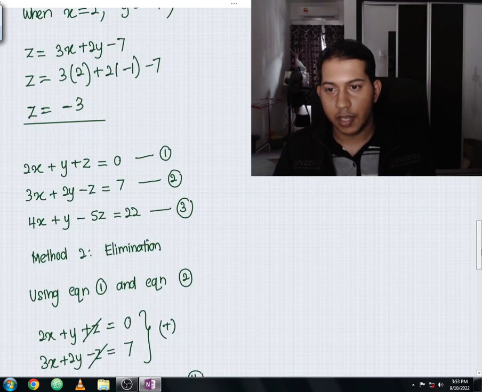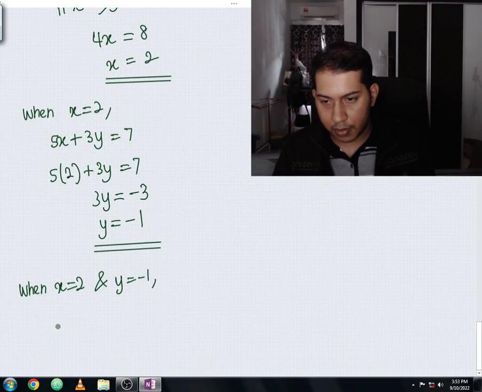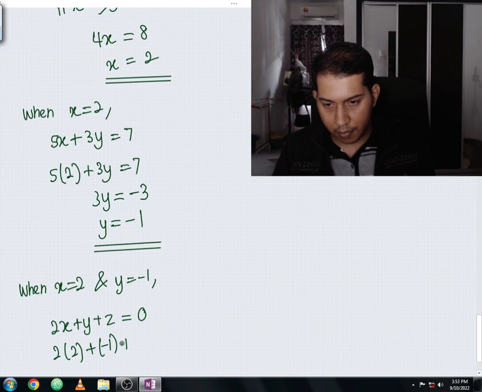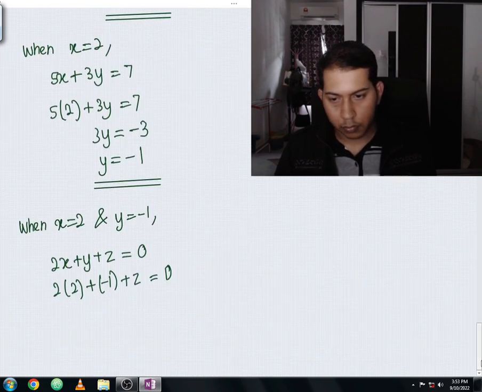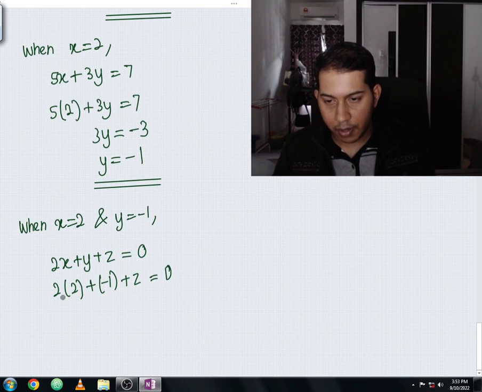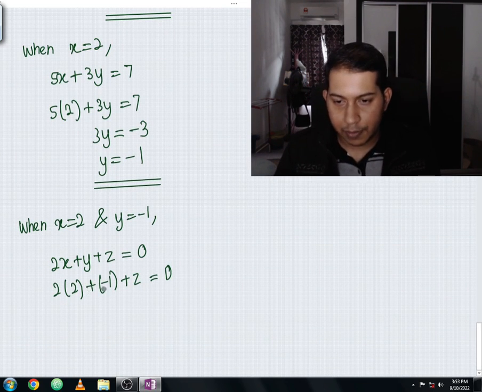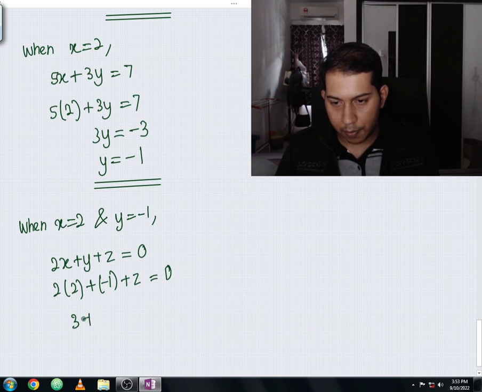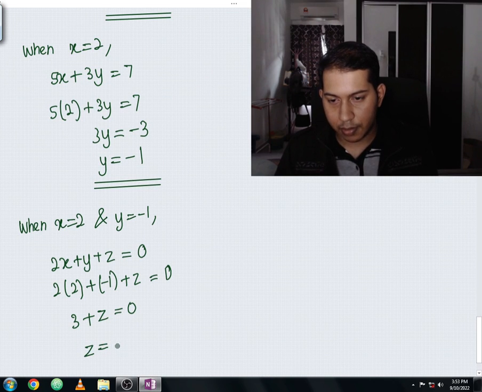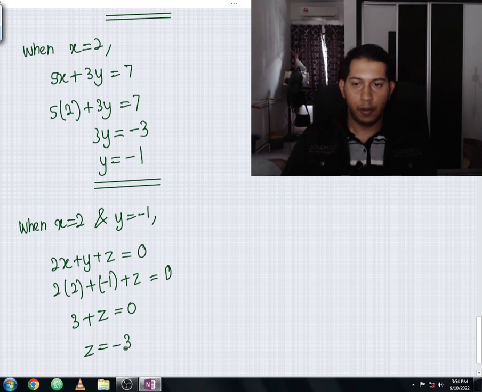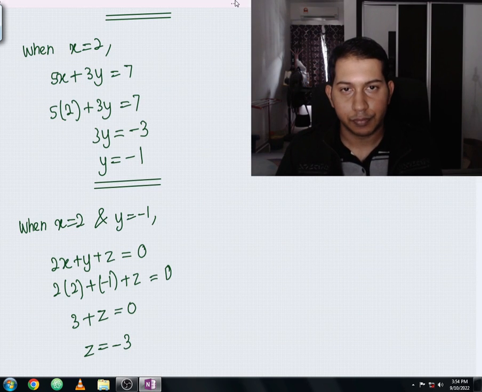let me just check. 2x plus y plus z equals 0. So 2 times 2 plus negative 1 plus z equals 0. So from here 4 minus 1, 2 times 2 you get 4, plus negative 1 you get 3, plus z equals 0. So from here you get z equals negative 3. So this is your third solution.